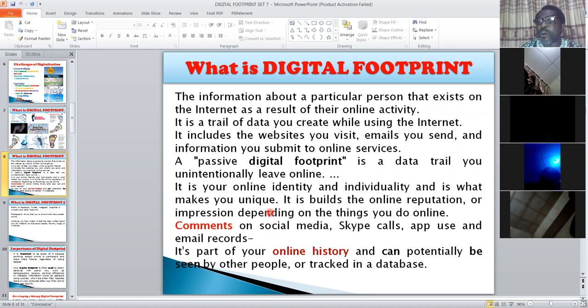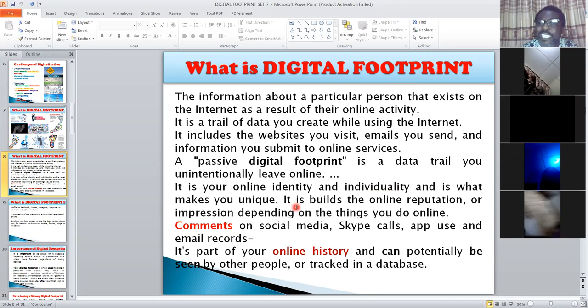Now this is where WhatsApp comes in. Everything you ever typed, what they use to find your digital footprint is not Google. No, Google is small. There are databases keeping every record. By the time you do something and you have deleted it on your phone, it doesn't get deleted. You will get to know as we move on. Digital footprint is your online identity, individuality, and it's what makes you unique. That's your peculiarity. Everything unique about you.